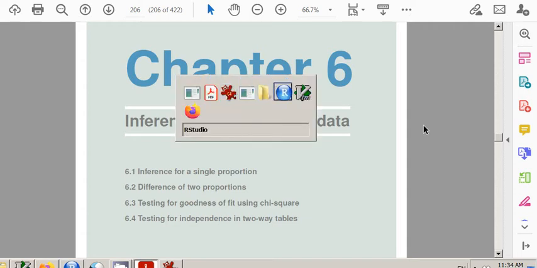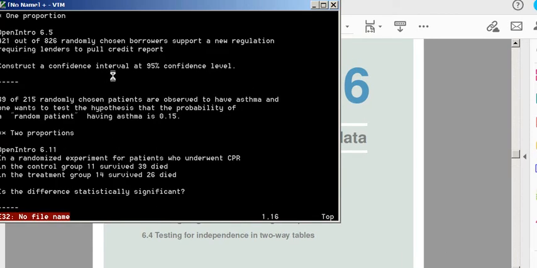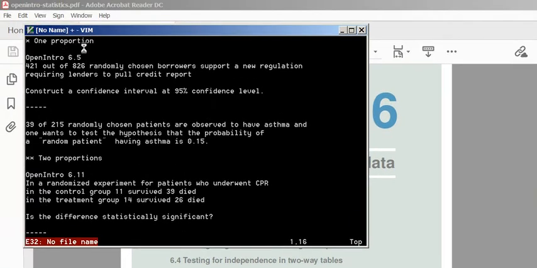Okay, here we go. First example I want to look at is the one on top here for one proportion, OpenIntro. 421 out of 826 randomly chosen borrowers support a new regulation requiring lenders to pull credit report. Okay, this is from OpenIntro 6.5. 421 out of 826. Let's compute the confidence interval.